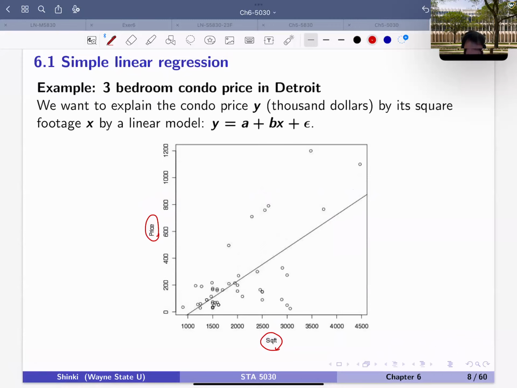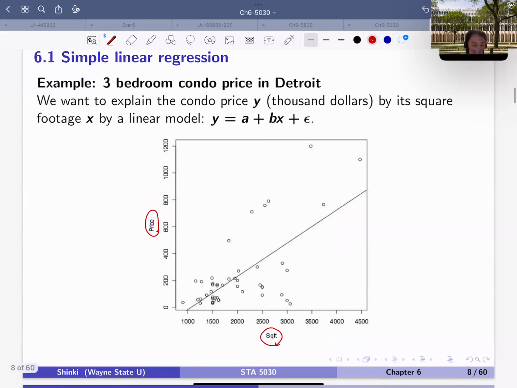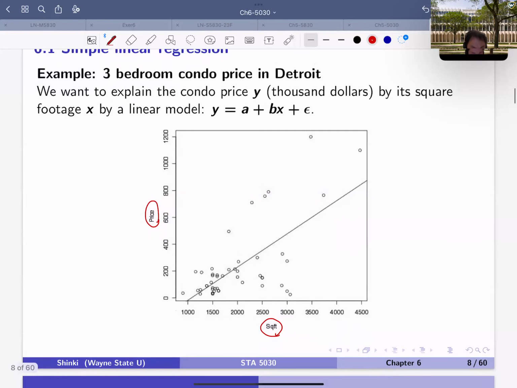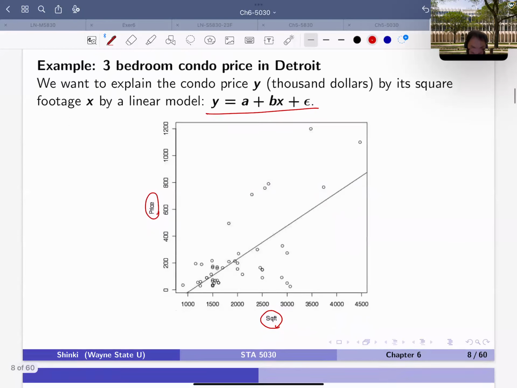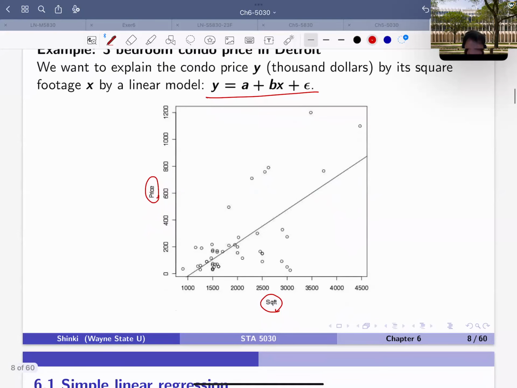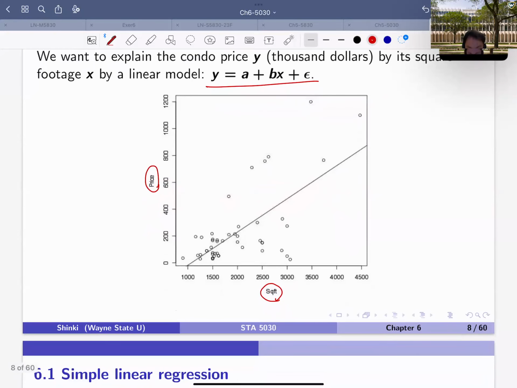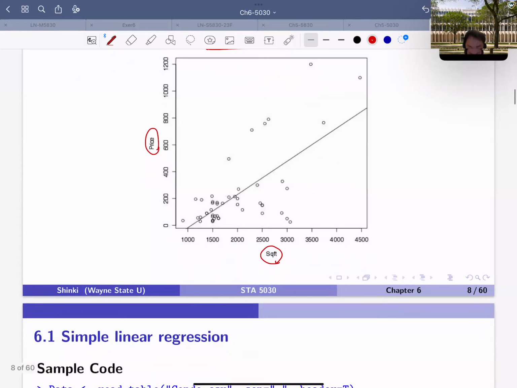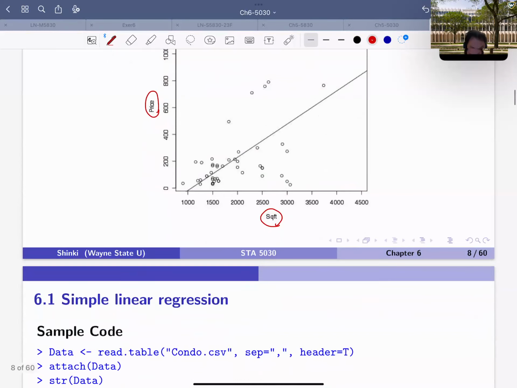And okay, so we have some positive relationship. If the condominium has larger square footage, then the price is higher. I think this is from 2009 or 2010 data. We only picked condominiums because Detroit has many houses whose price is $1 or $1,000. But a condominium is maintained by the association, so usually we have a more stable relationship between square footage and price.